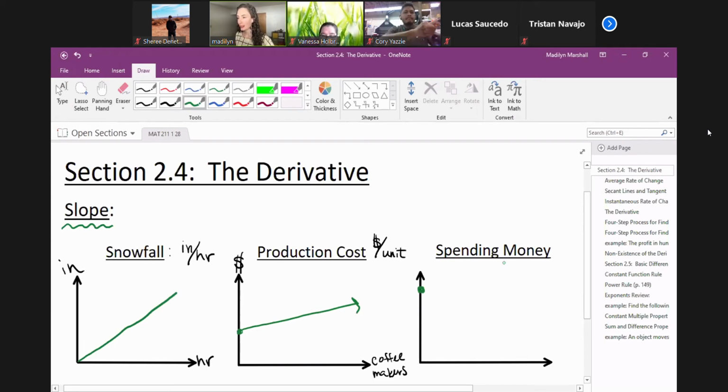In a situation where you spend the exact same money every single day, we would also have a line to show the amount in our bank account. That might be the dollars that we have per day, maybe. So we're spending money at some dollar per day rate.